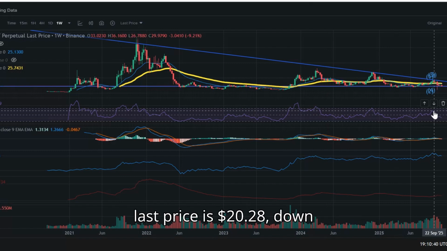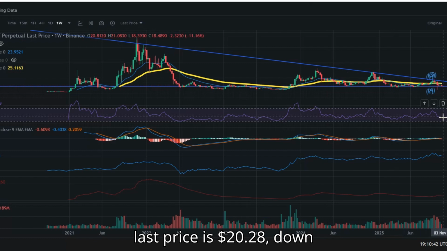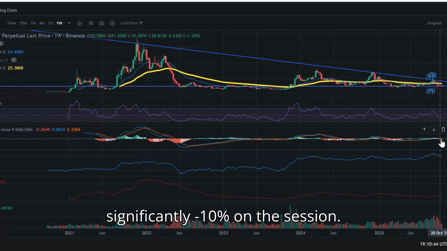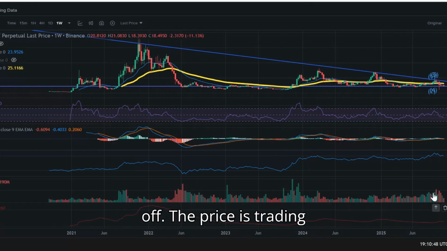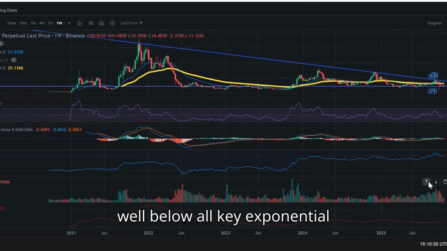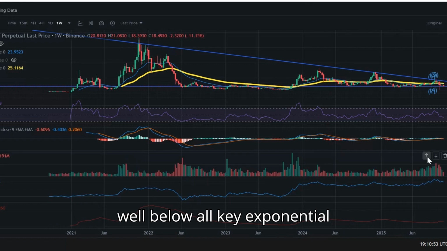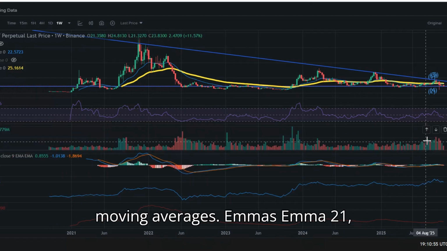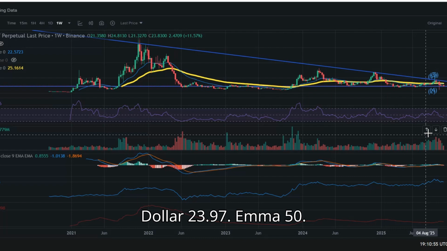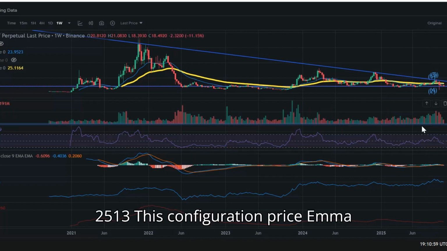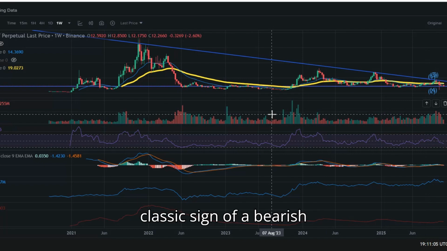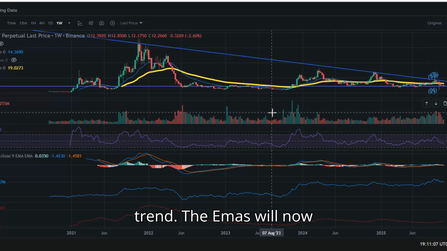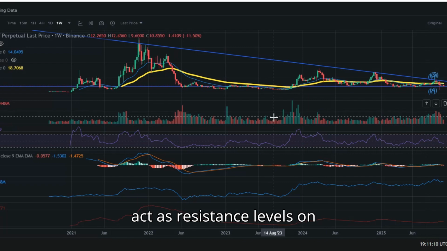The last price is $20.28, down significantly, minus 10%, on the session. This is a major sell-off. The price is trading well below all key exponential moving averages, EMAs. EMA 21, $23.97. EMA 50, $25.13. This configuration, price below EMA 21, below EMA 50, is a classic sign of a bearish trend. The EMAs will now act as resistance levels on any rally.